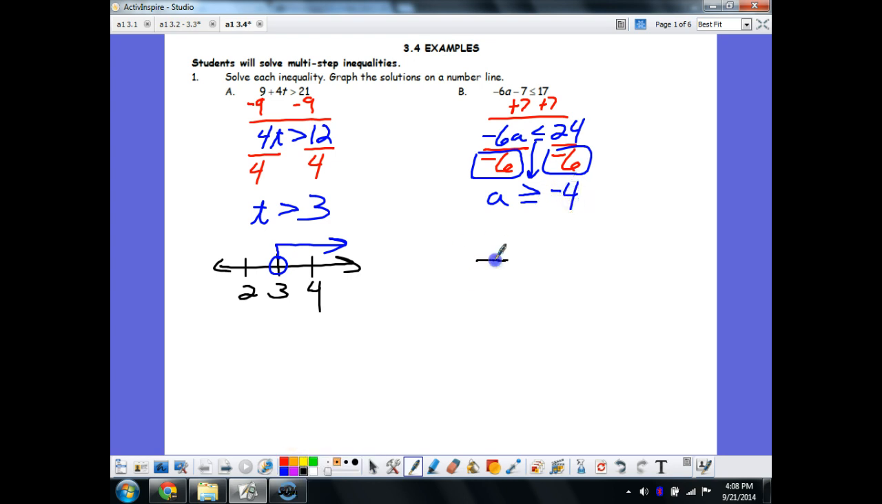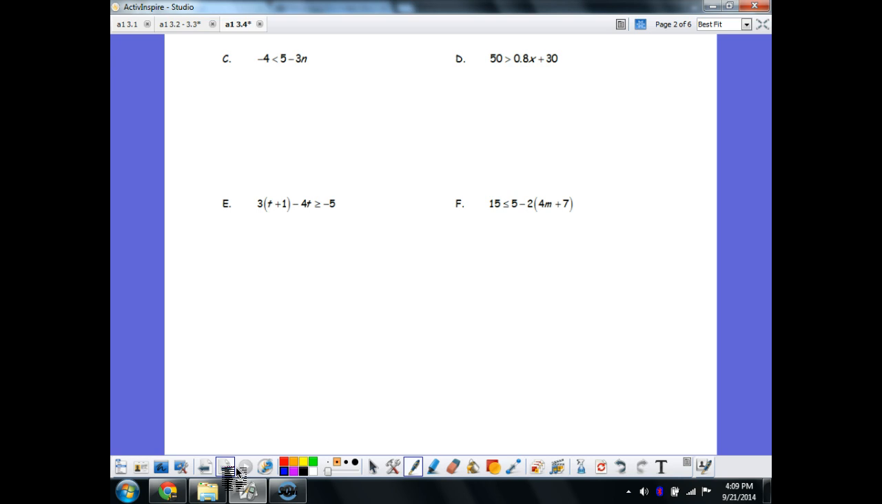To graph this on the number line, be very careful of how we order these numbers. Make sure it's negative 5, negative 4, negative 3. Since it's greater than or equal to, we will have a closed circle at negative 4. Pick a point: is negative 5 greater than or equal to negative 4? The answer is no, so then we shade away from negative 4.